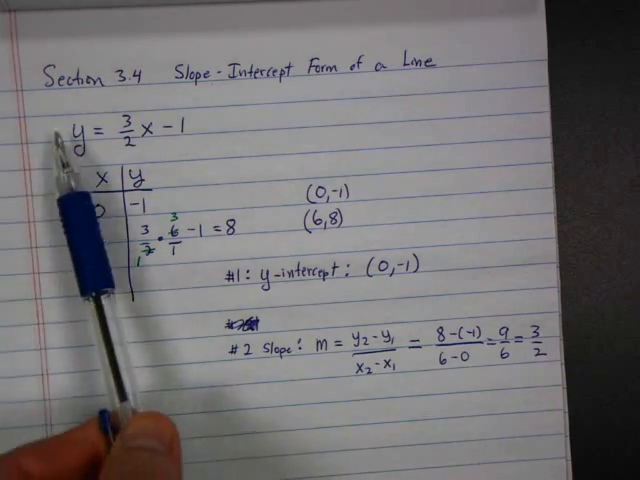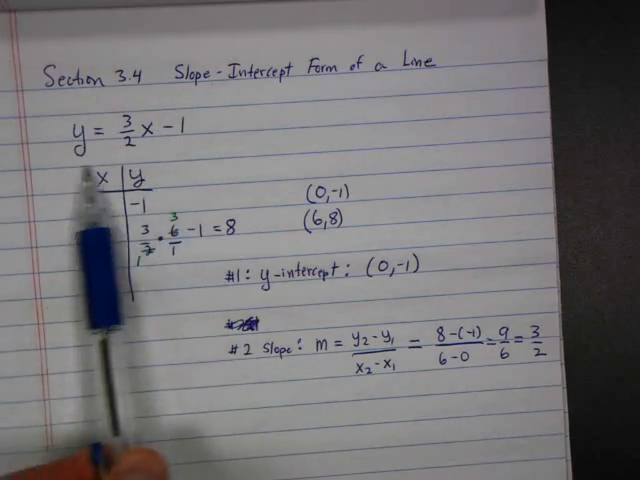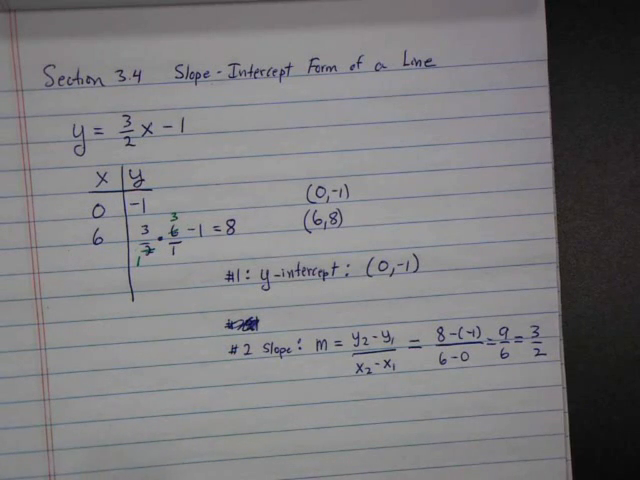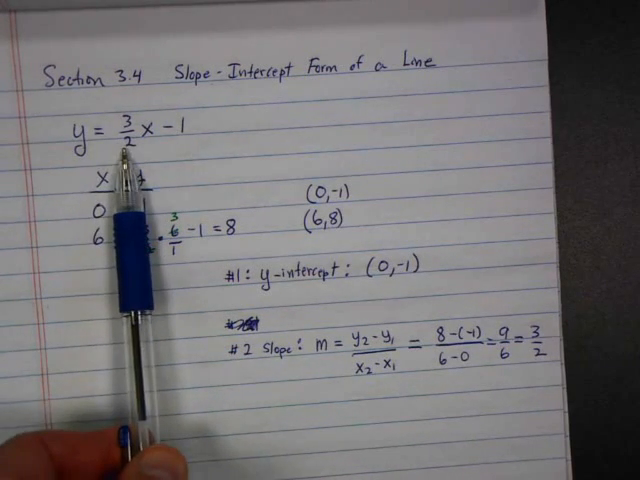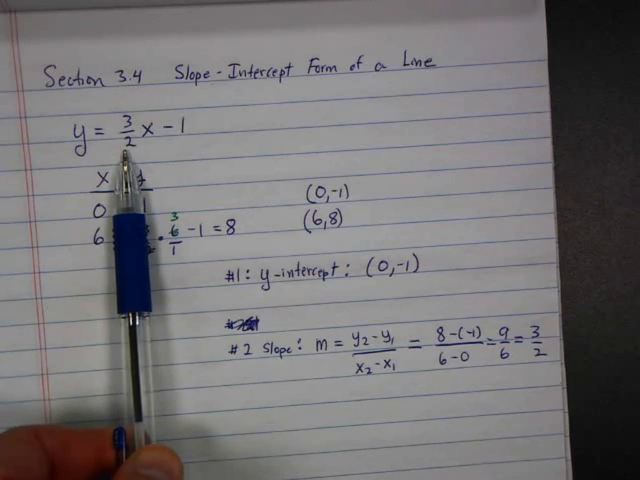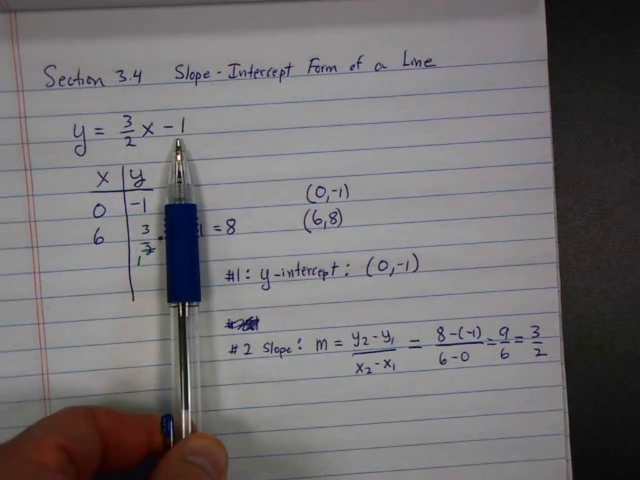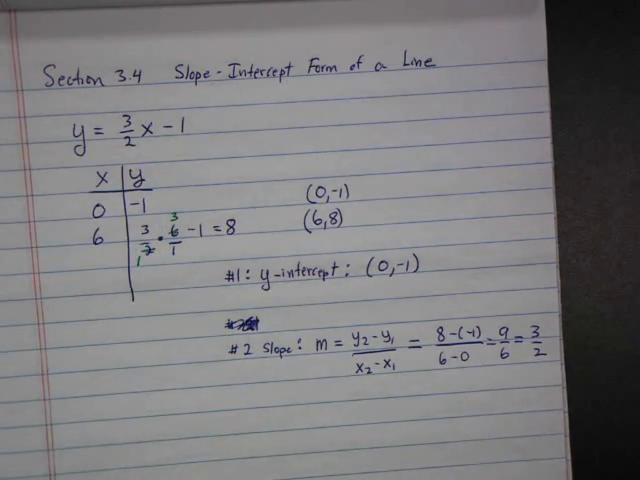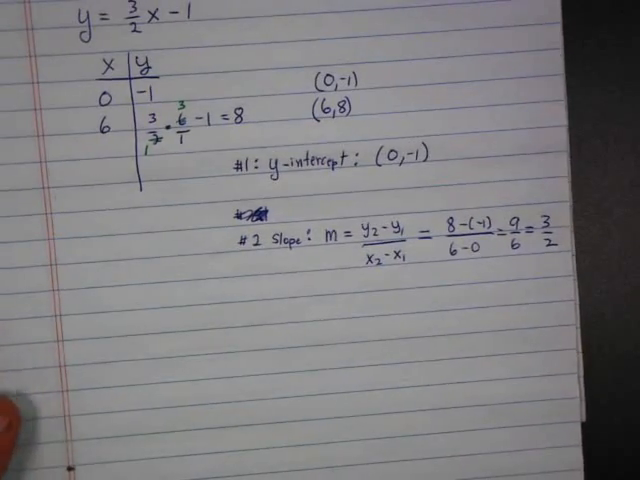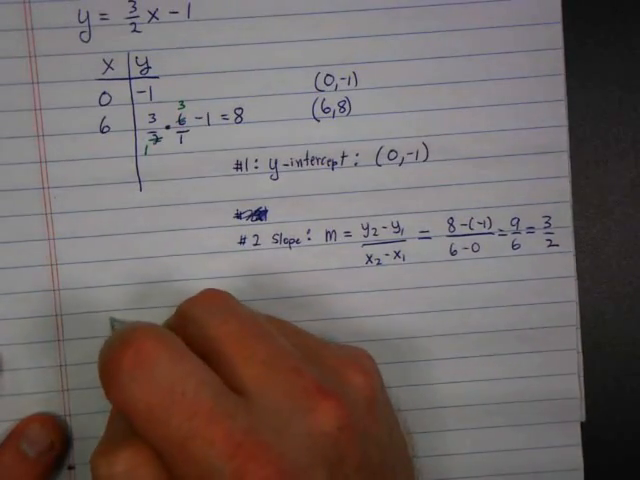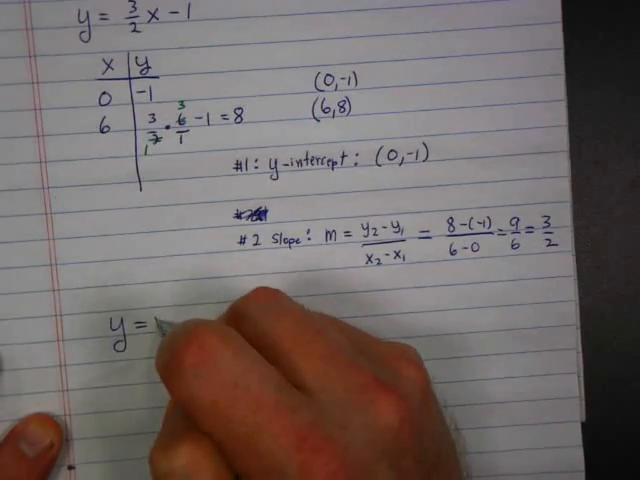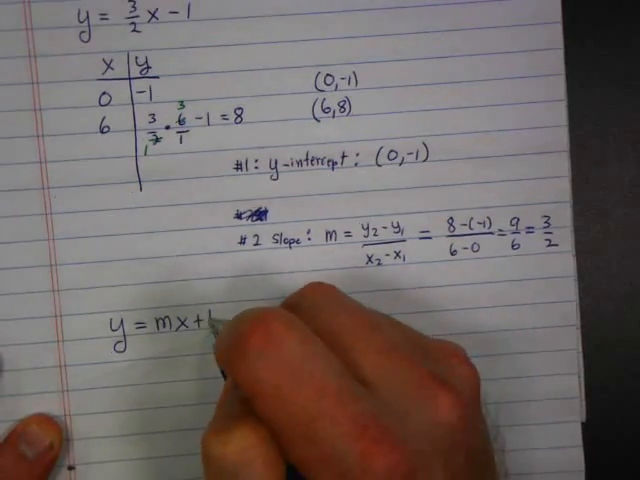When I wrote this equation, the slope is going to be the 3 halves. The slope is going to be the number that's right in front of the x. And what's this number always going to be? The y-intercept. Very good. And so we have a nice, very important equation about lines. It's usually written y equals mx plus b.